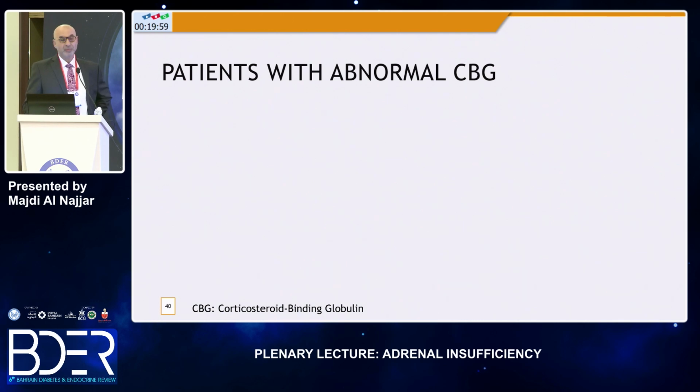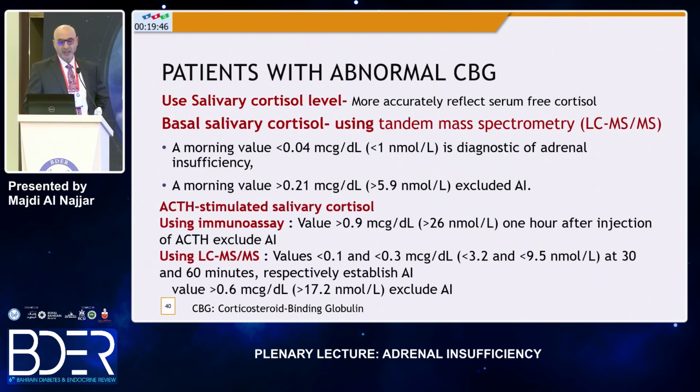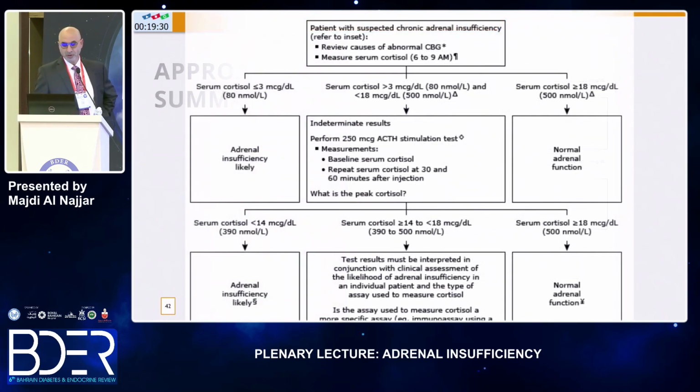What about patients who have abnormal CBG? Because sometimes we find this situation. In this case, we need to measure the free cortisol level, and the best one is the salivary cortisol level. And again, the values depend on which assay you are using. We can use the basal level, using, for example, mass spectrometry or immunoassay, and they have different values. So we need to know the basal values for these assays when we use cortisol level. It's very important.